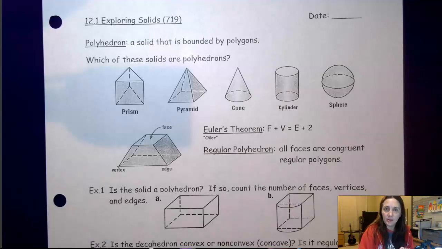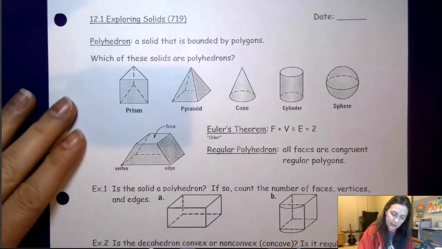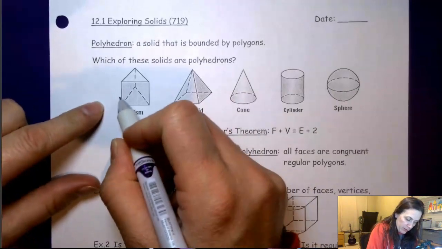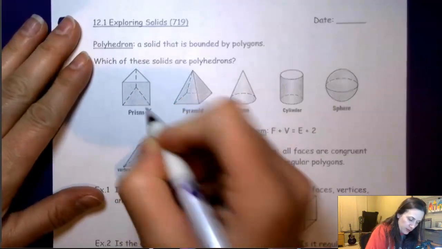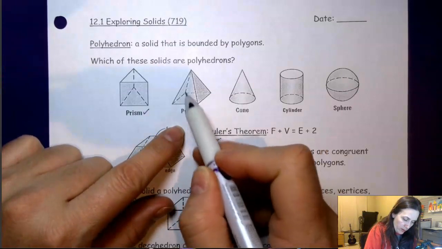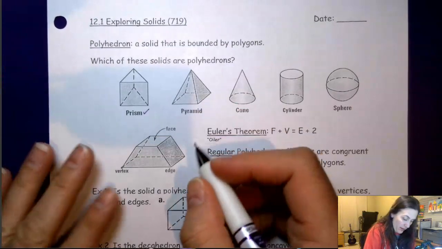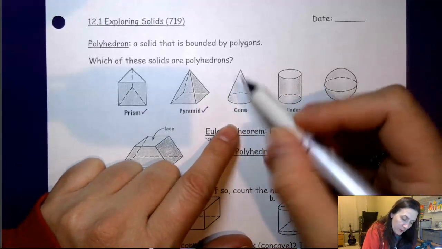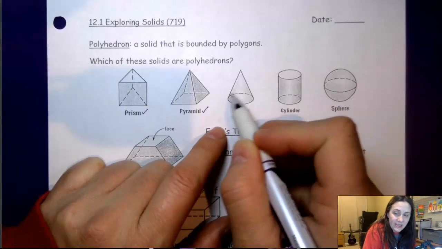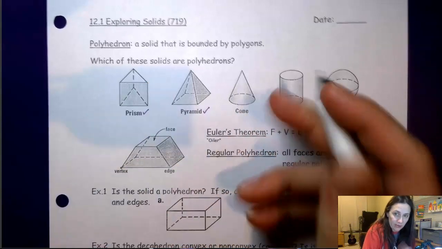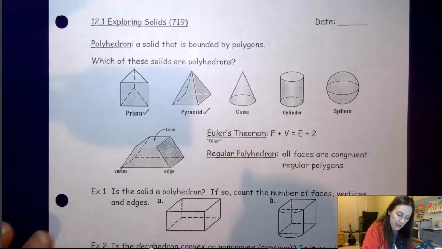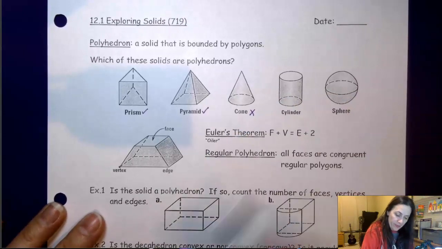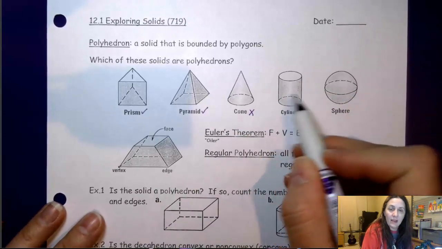A polyhedron is a solid that is bounded by different polygons. So which of these right here are going to be polyhedrons? So a prism, triangles, squares, rectangles, yes, those are polygons. Pyramid, you have a square and triangles on the side. Again, all polygons, polyhedron. A cone, we have this circle here. A circle is not a polygon. Okay, a circle does not count because they're not like straight sides. Not a polyhedron. A cylinder, again, has that circle.